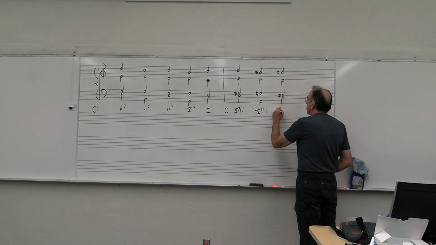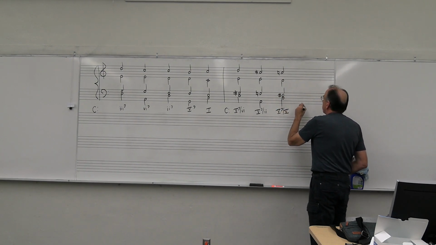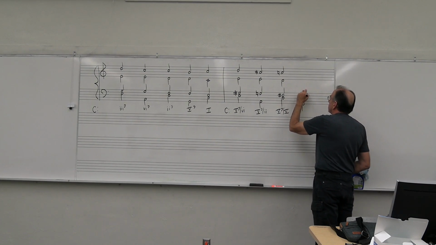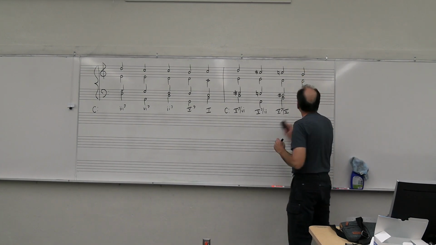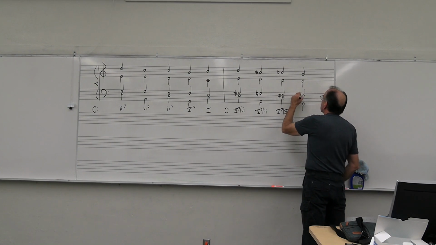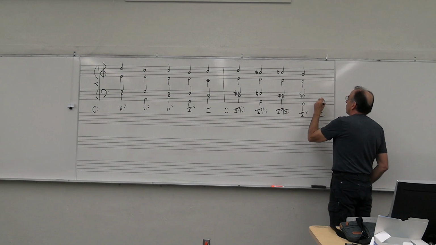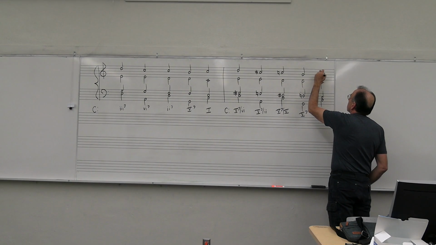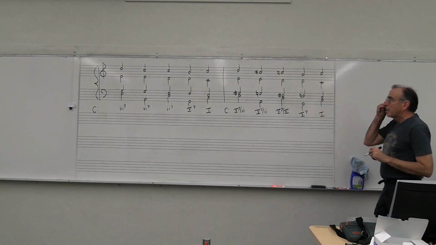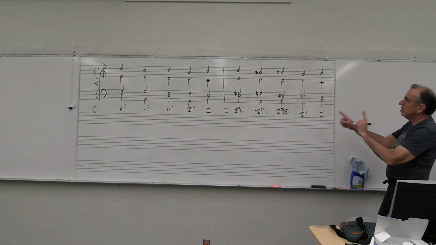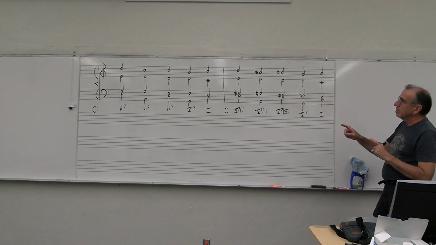Which would be a D dominant seventh, which would be 5, 7 of 5. And then I'm going to go to the G chord, which is just 5, 7. And then finally to 1. So you can see it's the same voice leading.